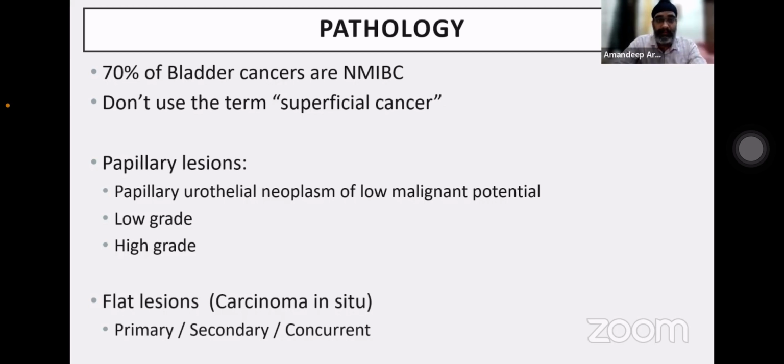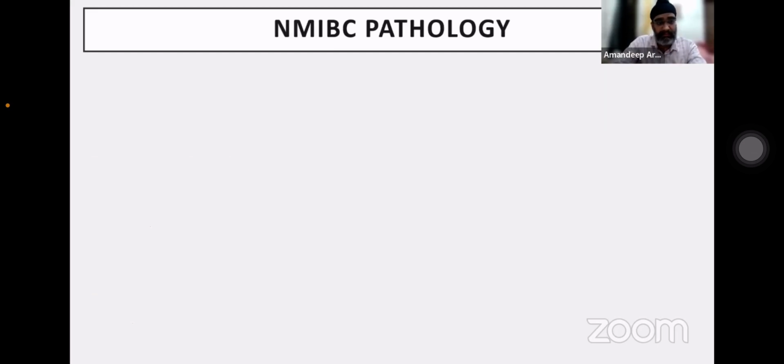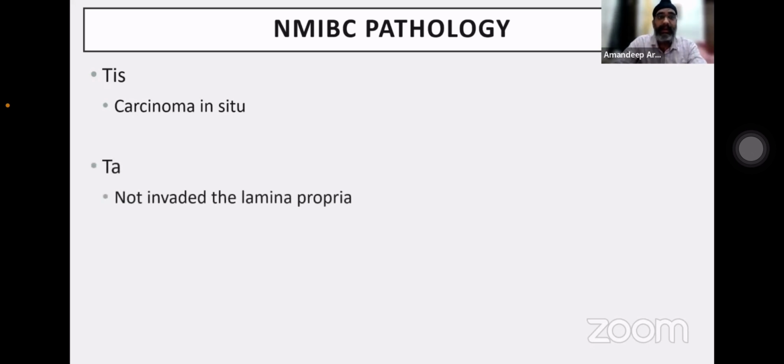They can either be primary, that is, carcinoma in situ existing with a papillary lesion in the first TURBT that you've done for the patient. They can be secondary, that is, you did a TURBT for a papillary lesion and in follow-up the patient develops CIS, or they can be concurrent. So NMIBC can be Tis, that is carcinoma in situ. It can be Ta, where it has still not invaded the lamina propria. It can be T1, where it has invaded the lamina propria.